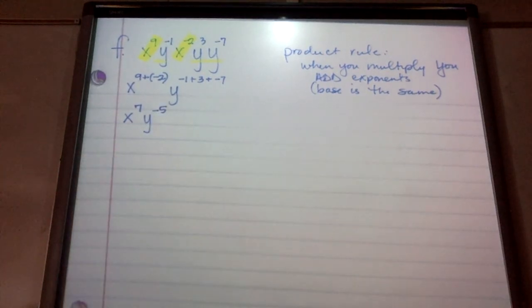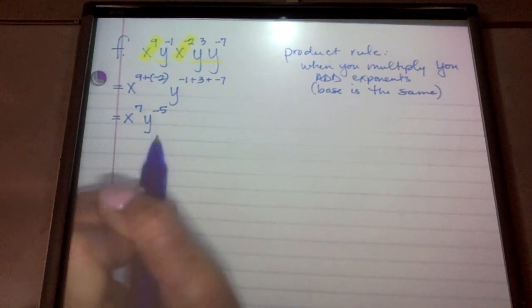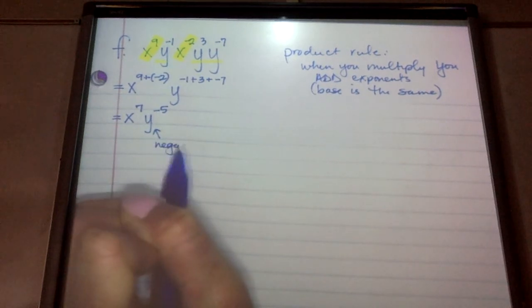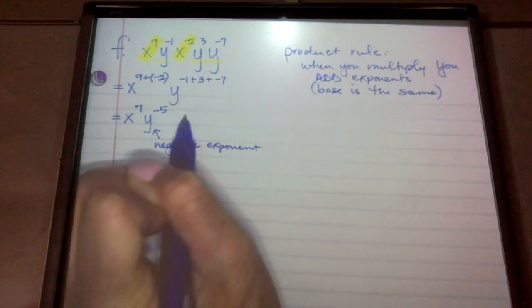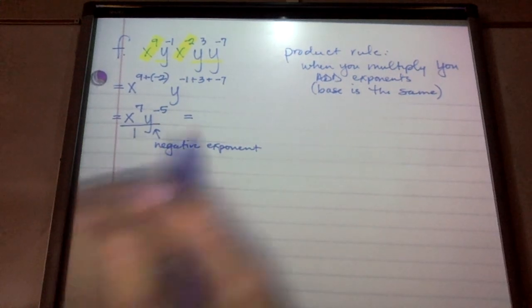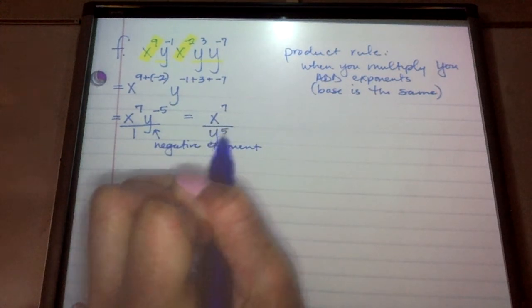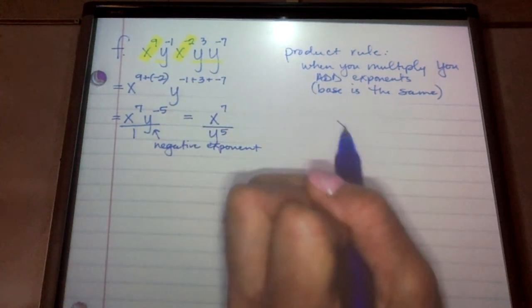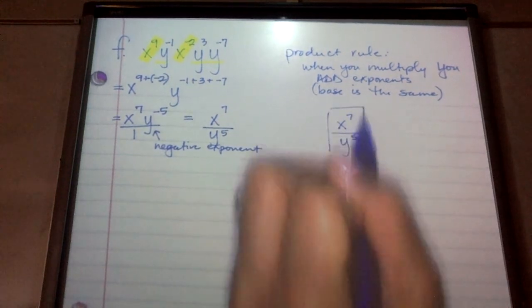Now, I cannot leave my answer like that, because that is a negative exponent. And what did we just learn about negative exponents? You can't leave a negative exponent, you have to move it. So remember, there's an invisible 1, so this becomes x to the 7th over y to the 5th. So my answer is x to the 7th over y to the 5th.